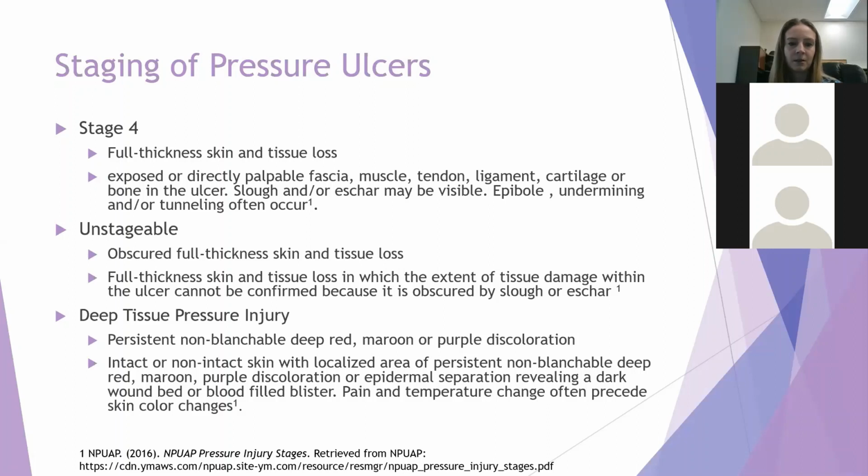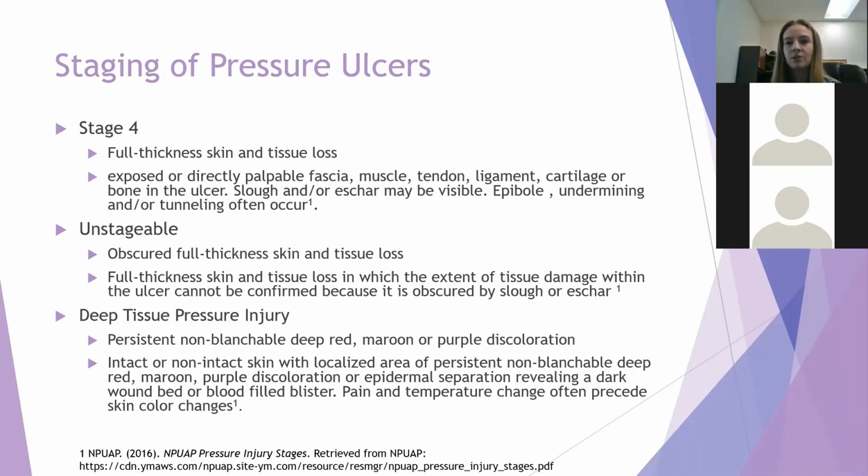Deep tissue pressure injury. It's a persistent, non-blanchable, deep red, maroon, or purple discoloration. You'll see that on intact or non-intact skin with a localized area of persistent, non-blanchable, deep red, maroon, purple discoloration, or epidermal separation, revealing a dark wound bed or blood-filled blister. Pain and temperature will often precede skin color changes.